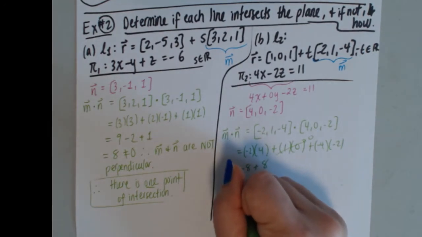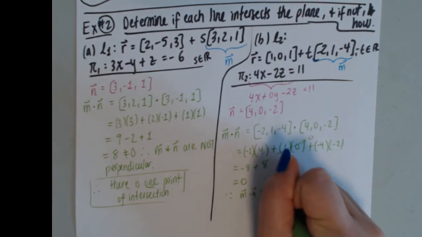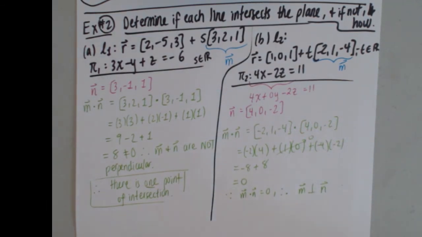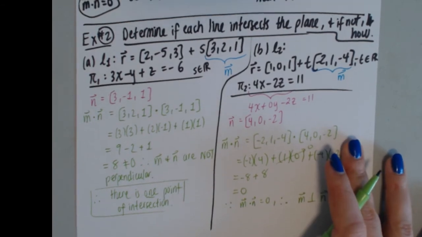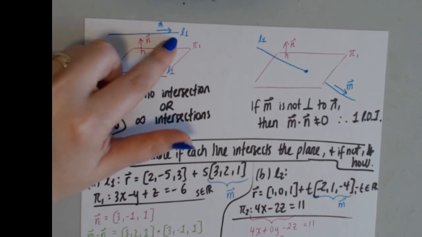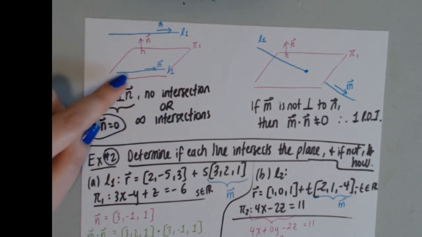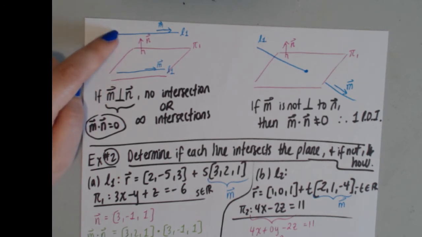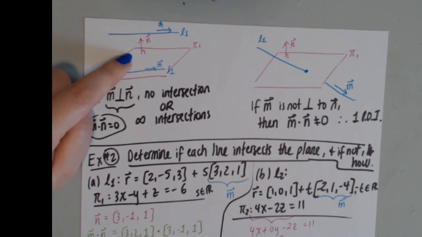Since the dot product is 0, since m dot n equals 0, therefore m is perpendicular to n. Now, if they're perpendicular, you have two possible cases. Either the line is parallel and distinct, or the line is coincident. So we have to figure that out. If the line is coincident, that means every single possible point on the line also exists on the plane. If it's parallel and distinct, there is no point on the line that also exists on the plane.